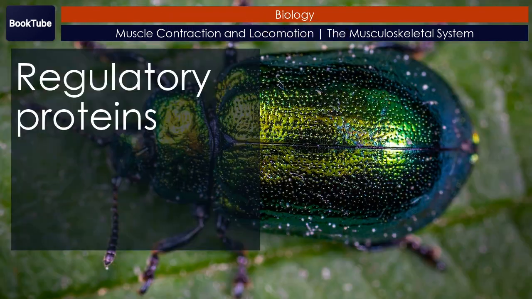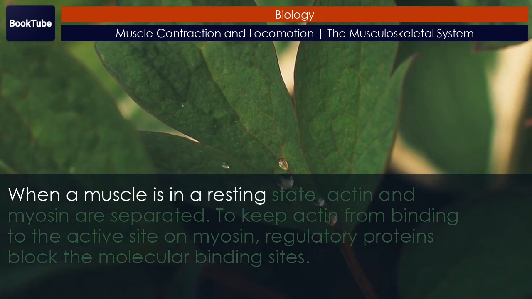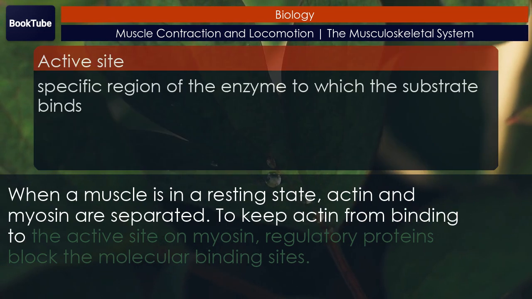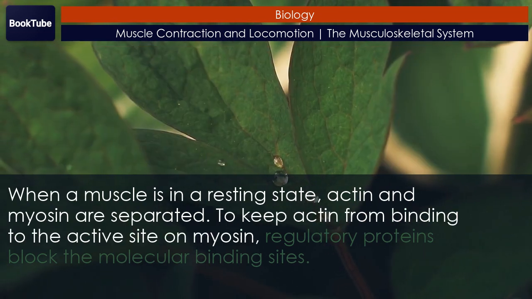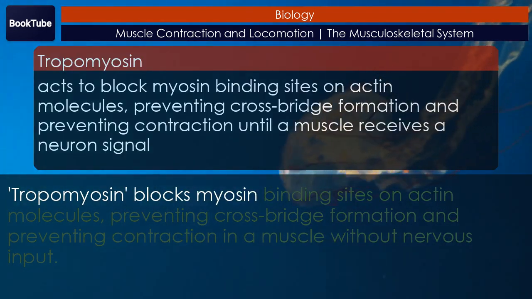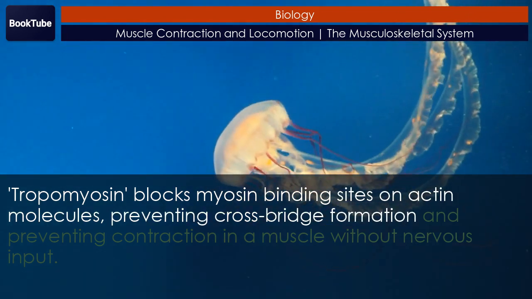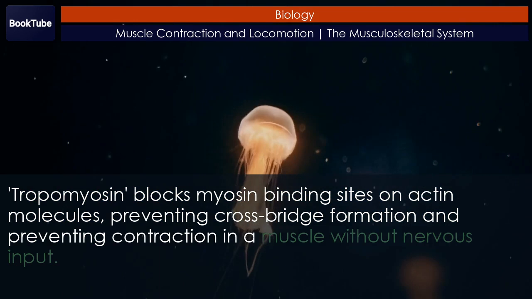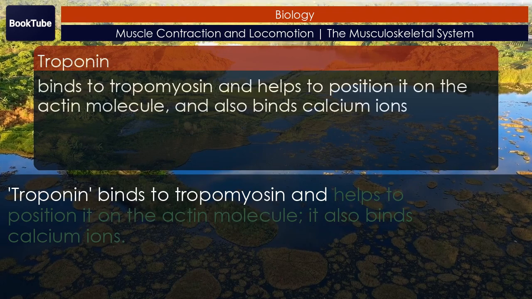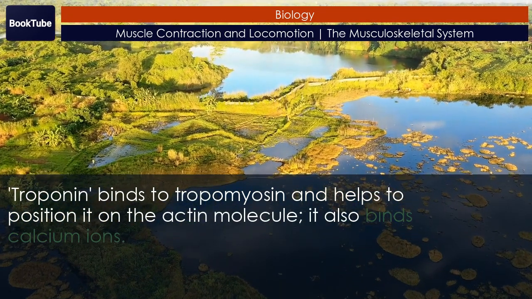Figure 5. Regulatory proteins. When a muscle is in a resting state, actin and myosin are separated. To keep actin from binding to the active site on myosin, regulatory proteins block the molecular binding sites. Tropomyosin blocks myosin binding sites on actin molecules, preventing cross-bridge formation and preventing contraction in a muscle without nervous input. Troponin binds to tropomyosin and helps to position it on the actin molecule. It also binds calcium ions.